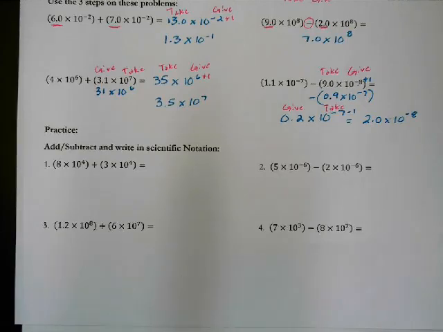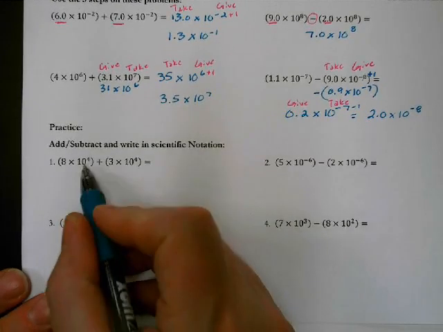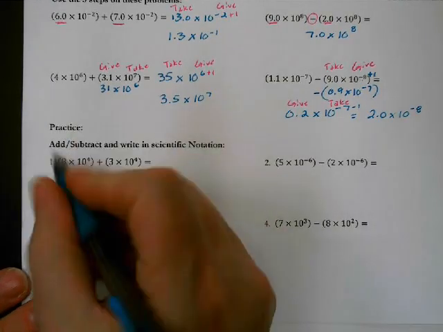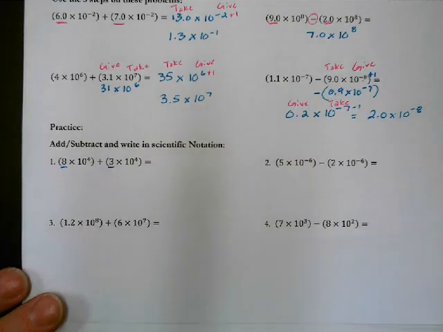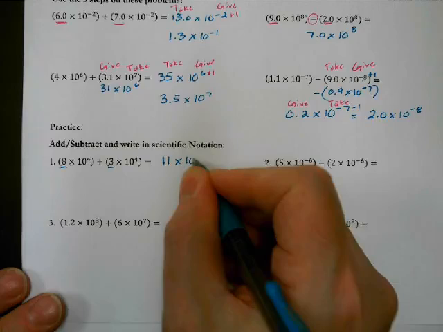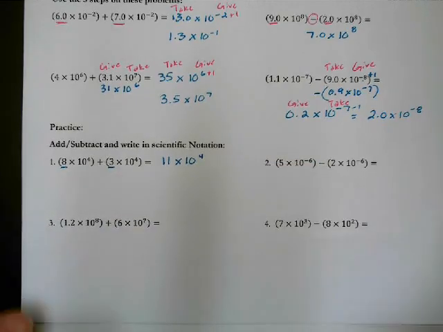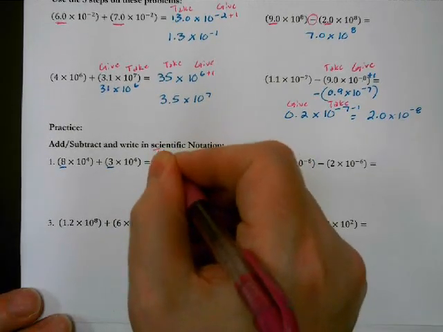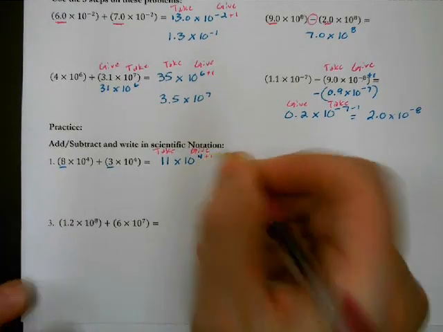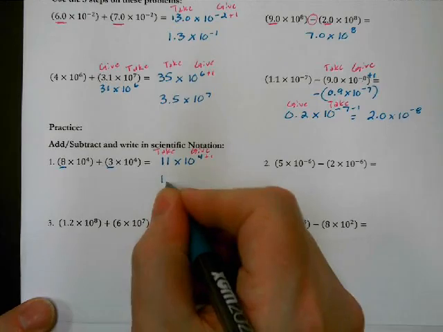All right, so 10 to the 4th, 10 to the 4th. Okay, these are like terms, so I can just take 8 and 3 and combine them. That gives me 11 times 10 to the 4th. So for this one, this is too big. I need to take a power of 10, which means I'm going to give a power of 10 over here. Final answer, 1.1 times 10 to the 5th power.